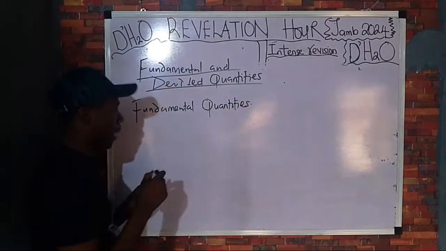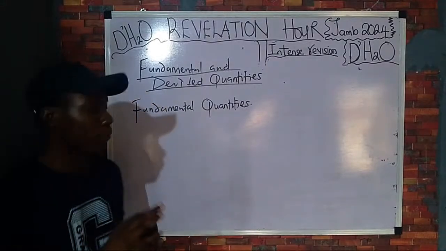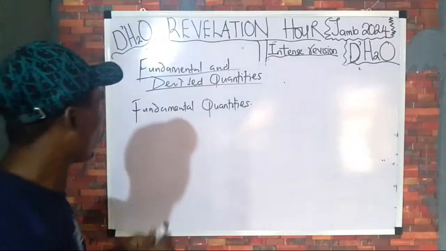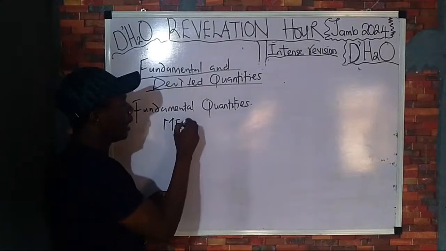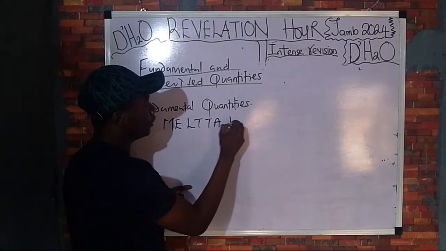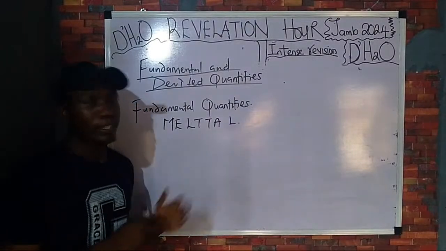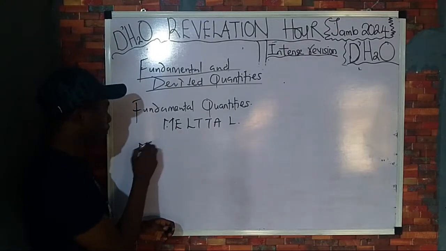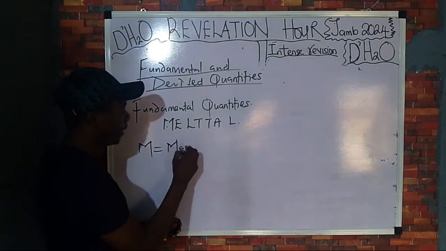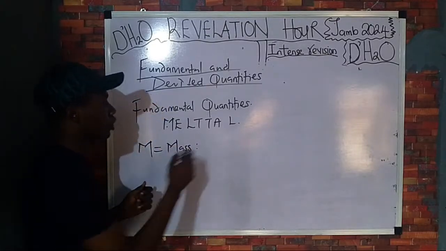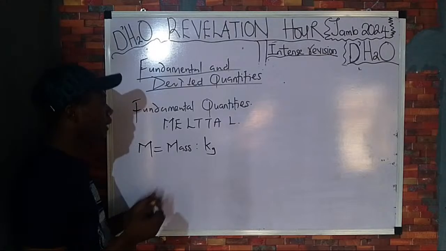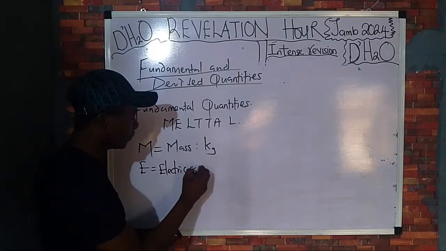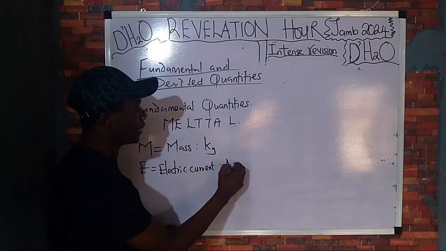Now, I'm going to give you an acronym that will help you memorize your 7 fundamental quantities without stress. What is the acronym? You spell the word MELTA. If you can spell MELTA, then you have gotten your 7 fundamental quantities. What does M represent? M represents mass, and mass is measured in kilogram. What does E represent? E represents electric current, and electric current is measured in ampere.